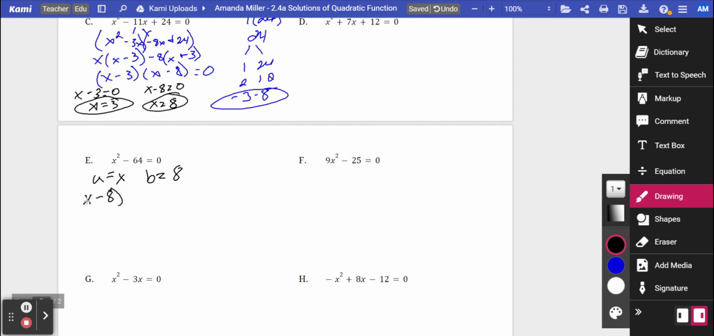X minus 8 times x plus 8 equals 0. Set them equal to 0. And solve. X equals 8. X equals -8. Those are my two solutions.